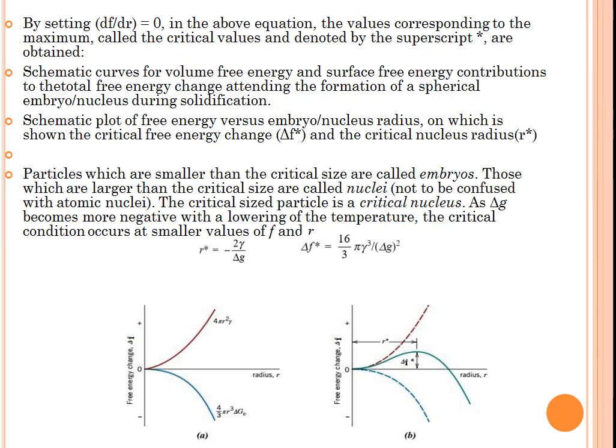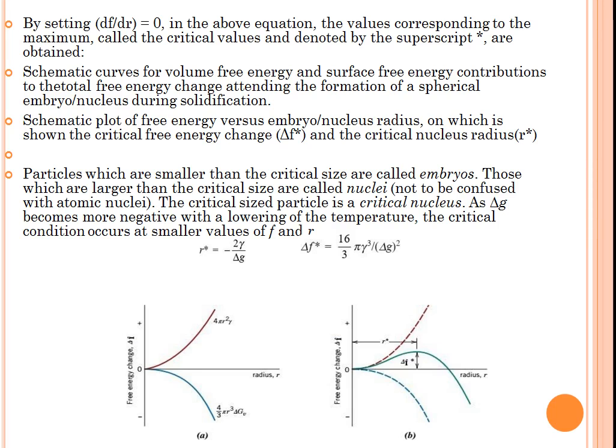Particles smaller than the critical size are called embryos. If the particle size is larger than the critical size, then they are called nuclei. A critical size particle is a critical nucleus. Delta G becomes more negative with the lowering of the temperature, so the critical condition occurs at smaller values of F and r. If you substitute the expressions, you will be able to know exactly what changes are going to happen.